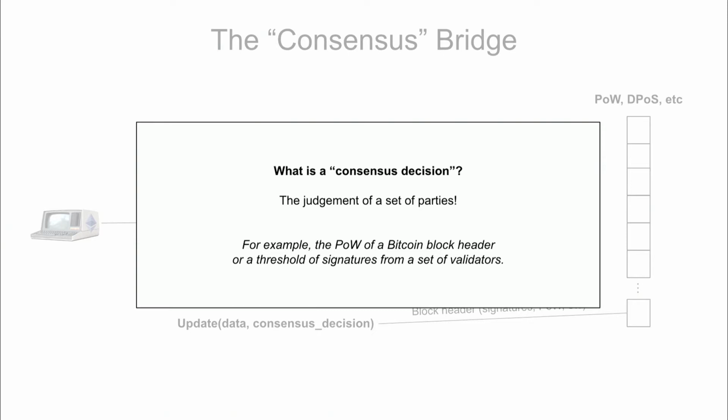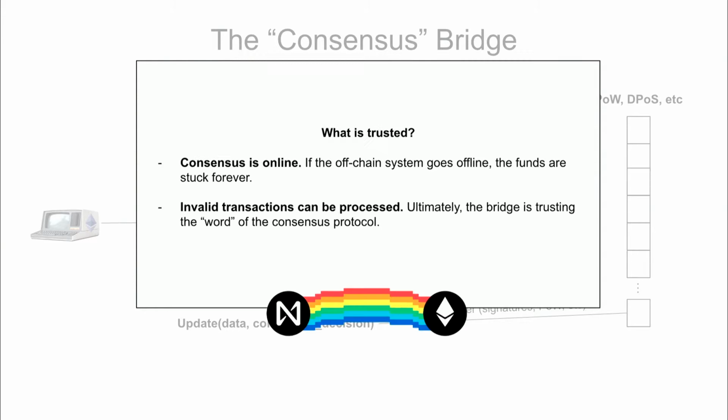So the classic example here is that in proof of work, a miner could produce an invalid block for Bitcoin, but then take that block header and just send it to the bridge on Ethereum. The bridge doesn't check the integrity of the block, it just checks if the proof of work was valid. So you have two issues. It's still trusted. If the consensus protocol goes offline for whatever reason, your funds get stuck on this experimental system. And that sucks. And obviously, if you don't have fancy zero-knowledge proofs, then there's also the integrity issue as well. An invalid transaction could be processed by the bridge.